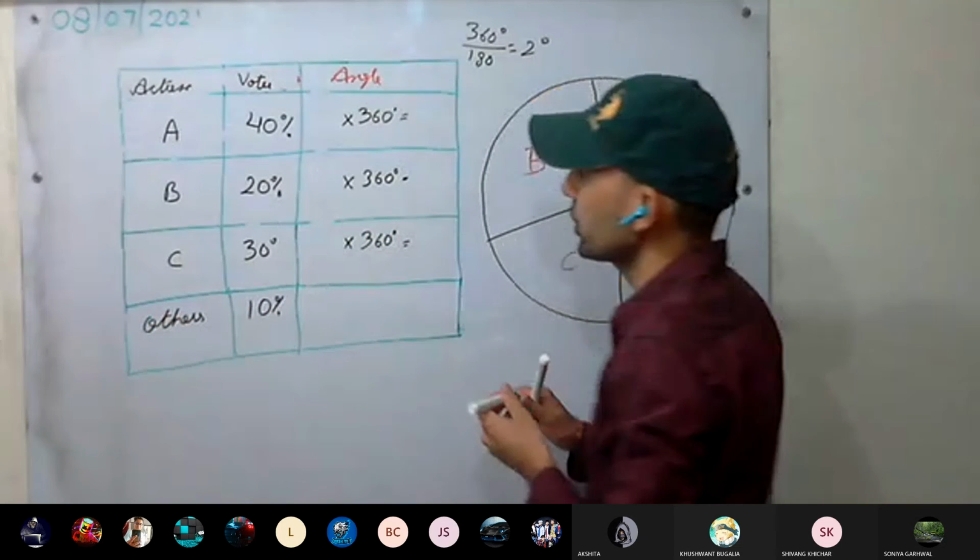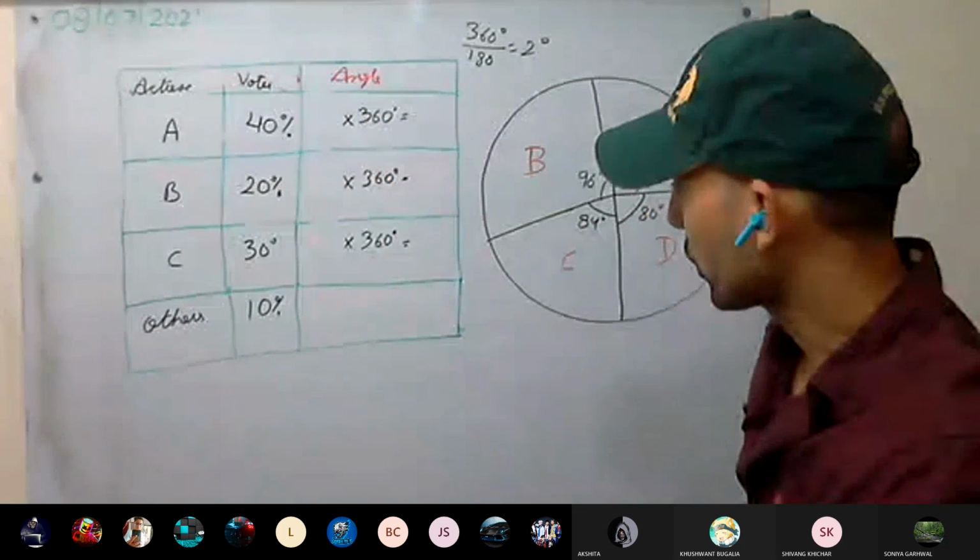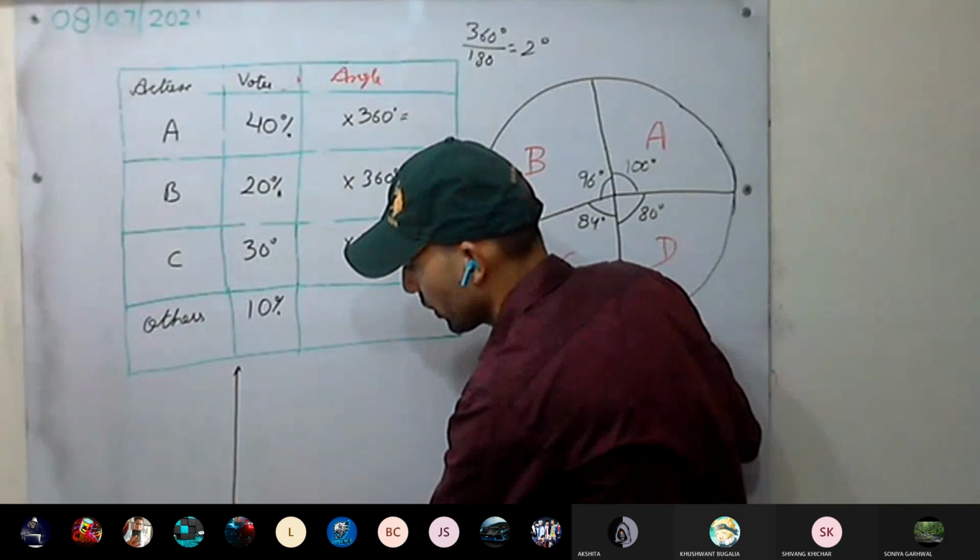Okay, so first you have to make the column graph. So we don't require angles. Okay, how are we going to make the column graph?